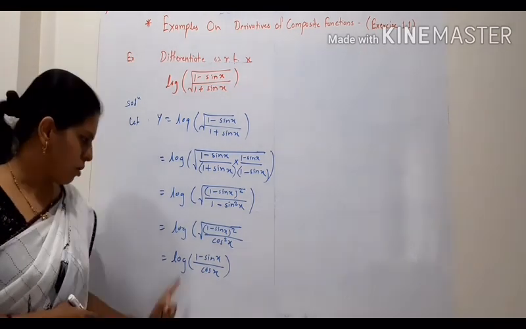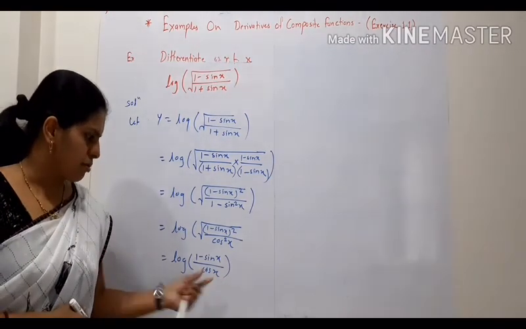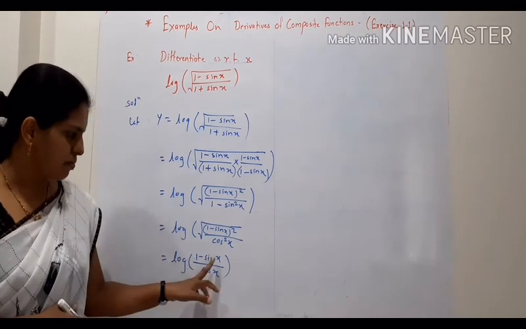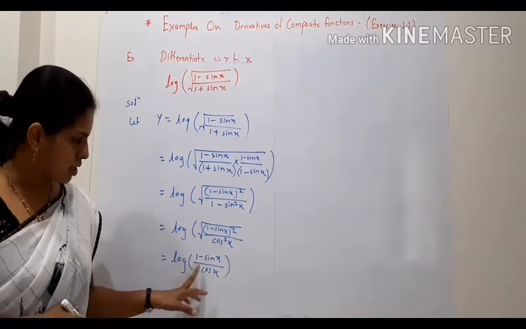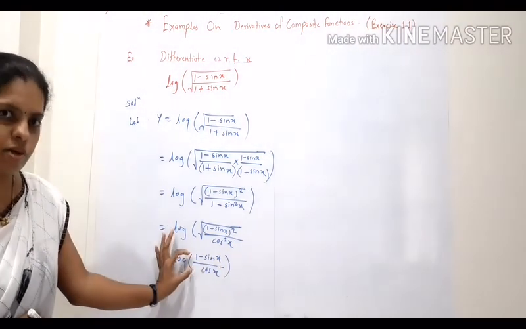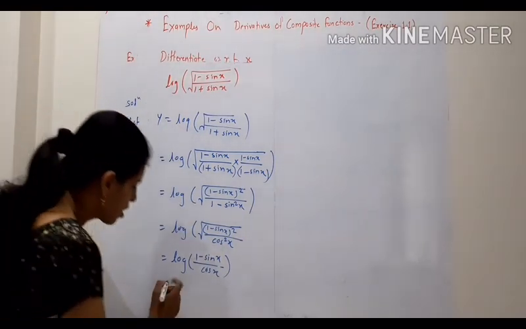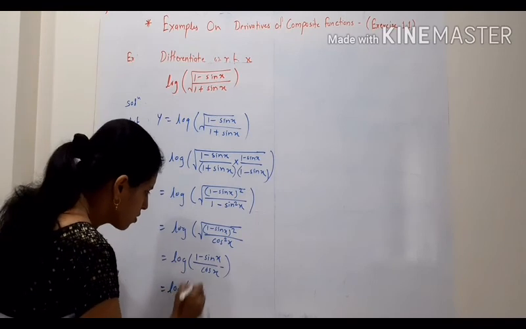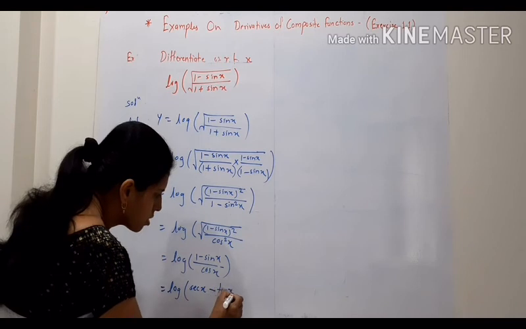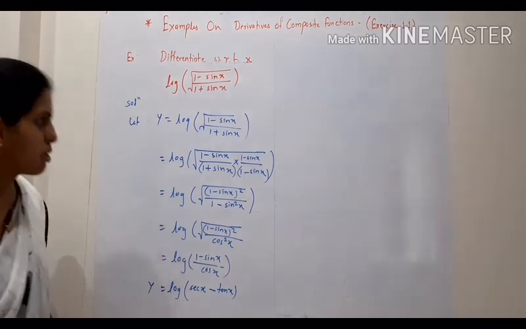And now we can use the log f(x) formula, but this term can be simplified again. This is 1 upon cos x minus sin x upon cos x, that is sec x minus tan x. And this quotient can be converted into a subtraction easily. So this will be log of 1 upon cos, which is sec x, minus sin upon cos, which is tan x, so sec x minus tan x, and then we differentiate this.